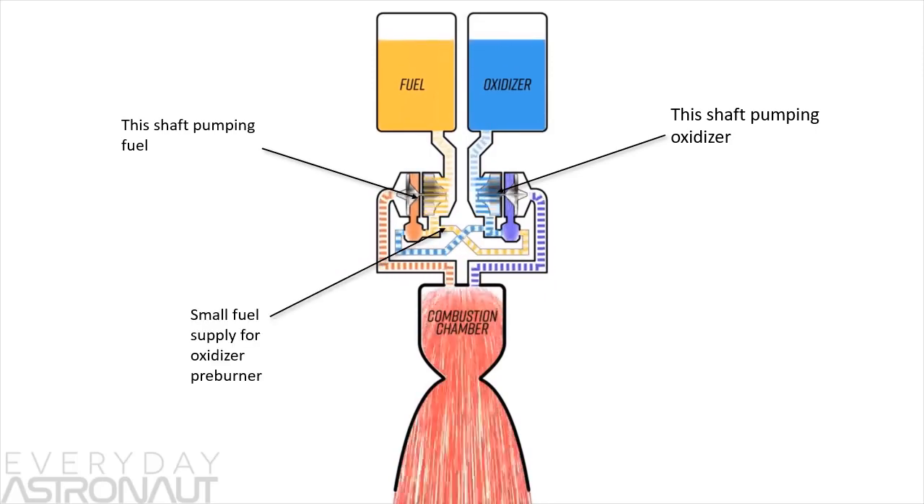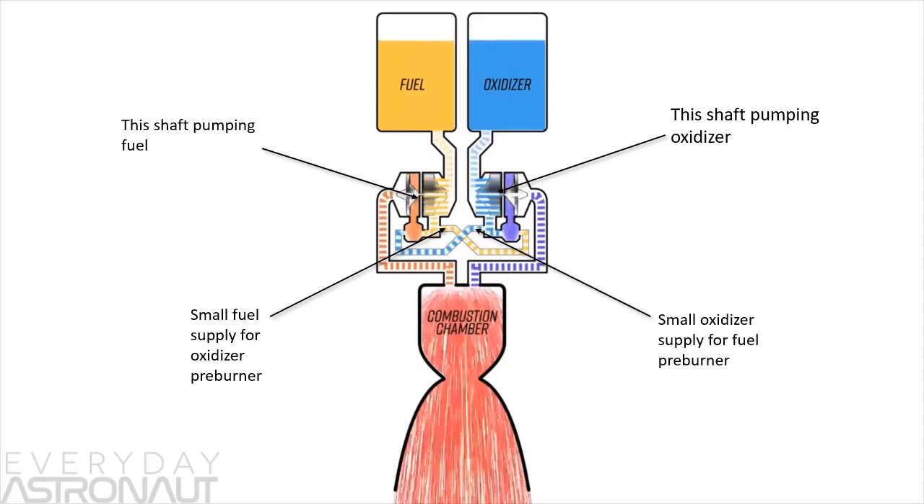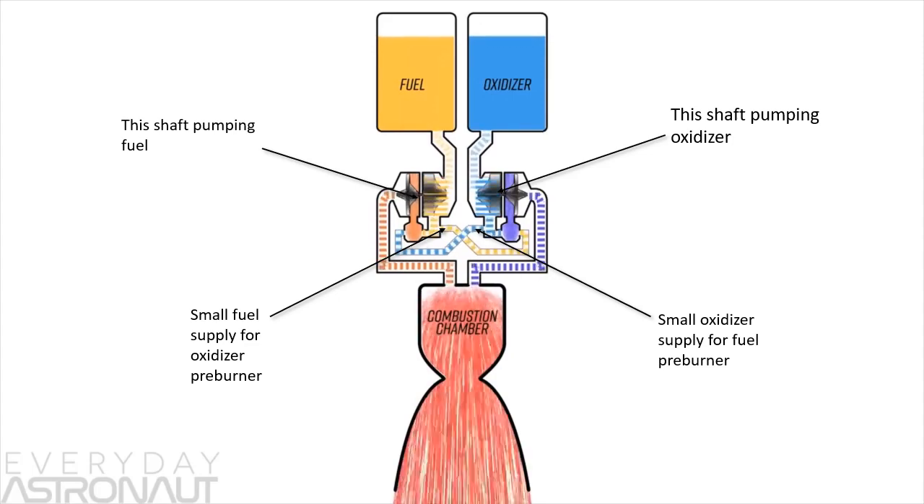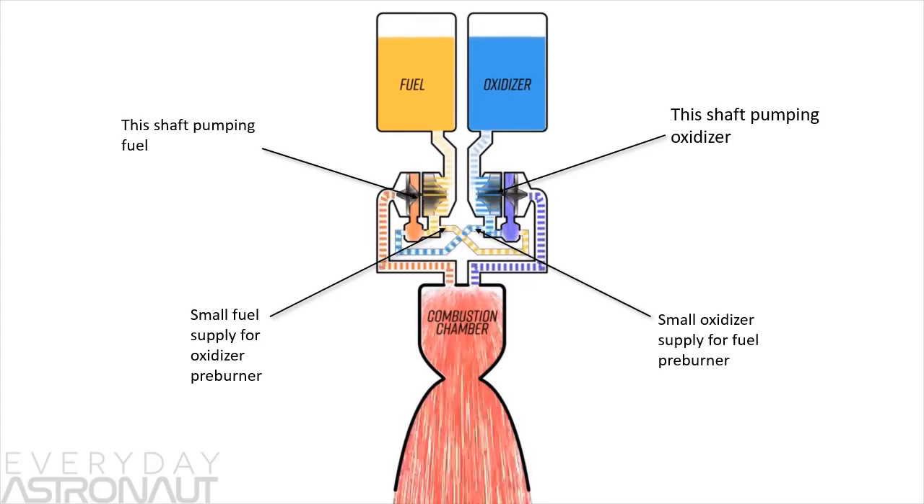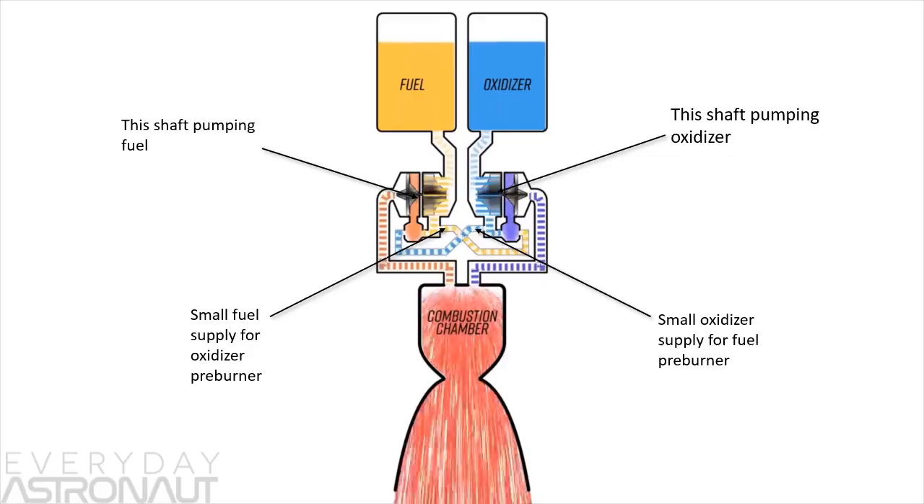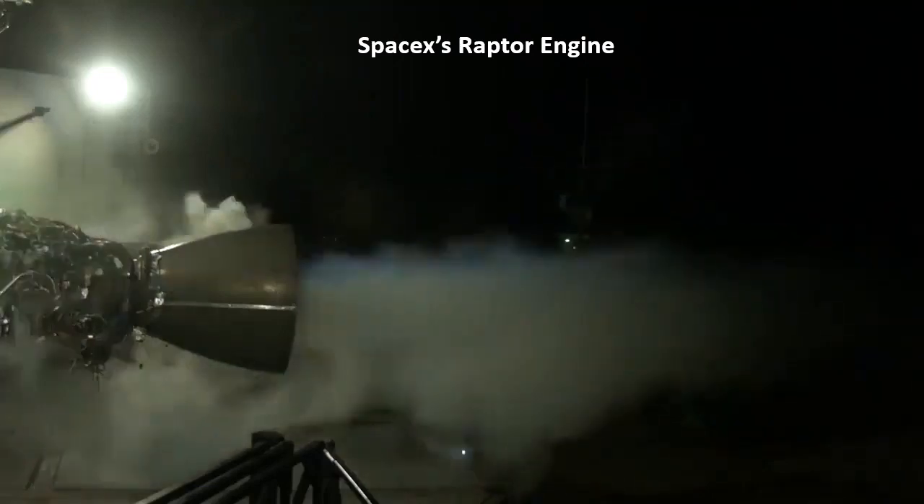You see small fuel supply for the oxidizer pre-burner and small oxidizer supply for the fuel pre-burner. So both the fuel and oxidizer have different shafts. If you look closely and study, you can understand. There are examples of full flow staged combustion cycle engines, the RD-270 and the SpaceX Raptor engine, which is going to be used in the future. This is an example.